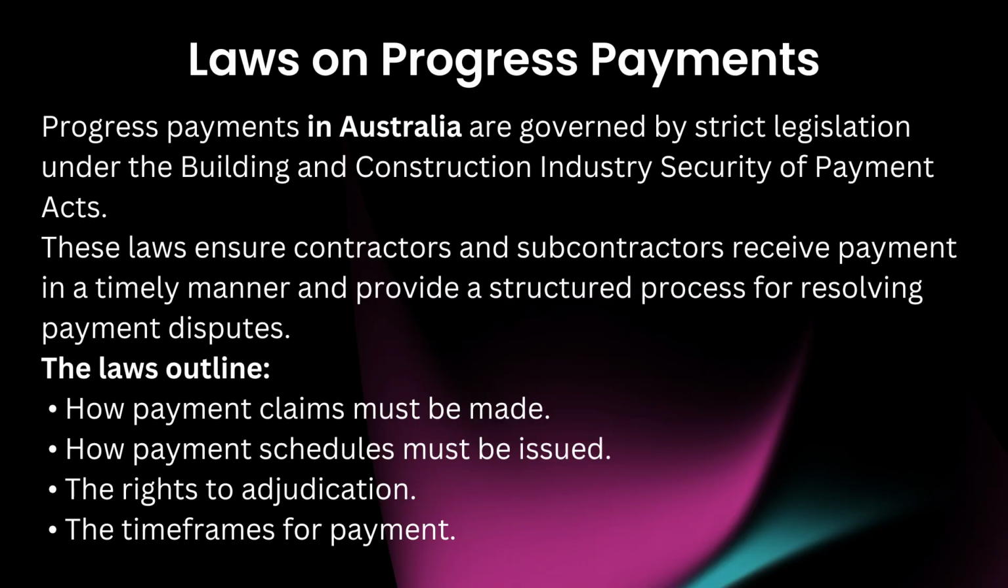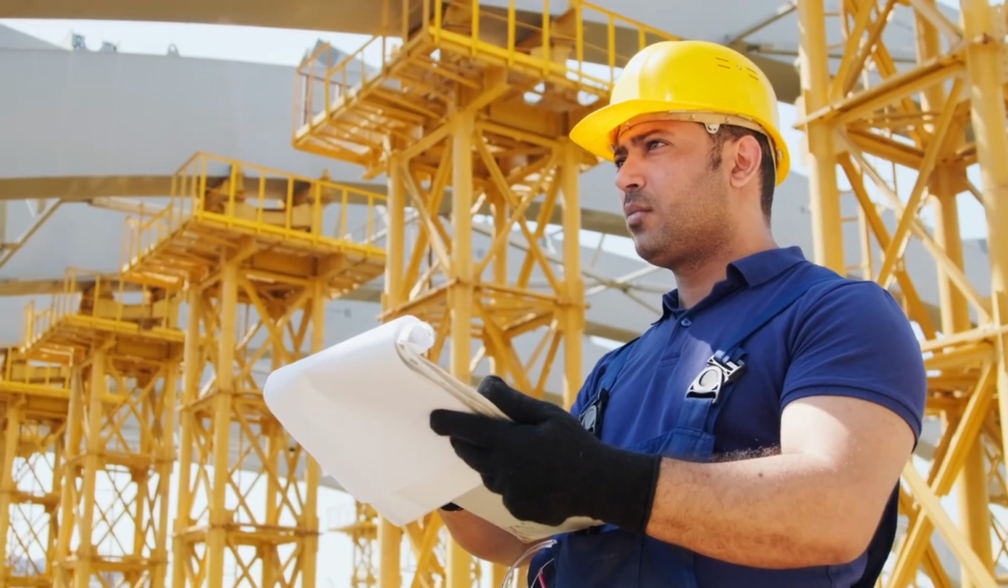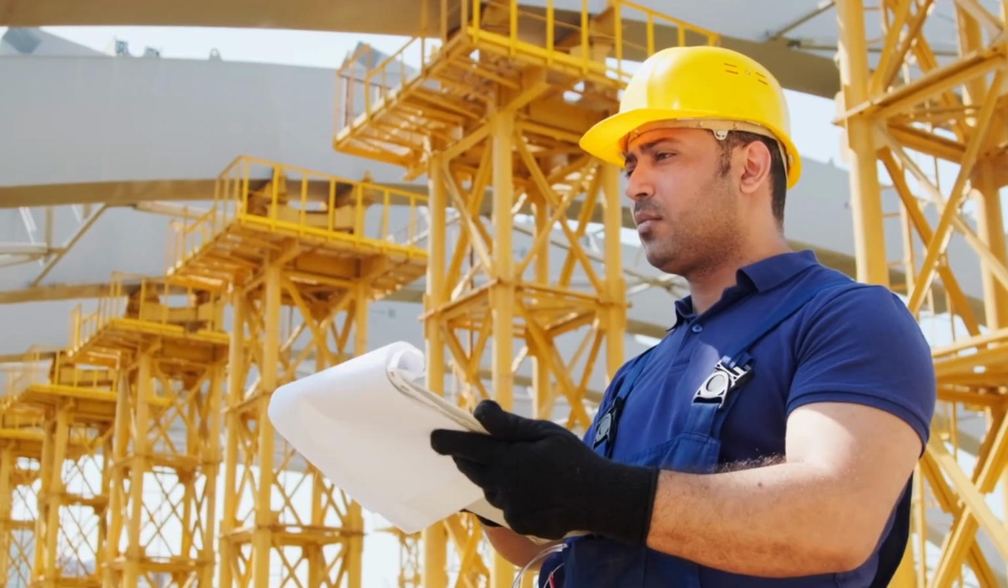Laws on progress payments. Progress payments in Australia are governed by strict legislation under the Building and Construction Industry Security of Payment Acts. These laws ensure contractors and subcontractors receive payment in a timely manner and provide a structured process for resolving payment disputes. The laws outline how payment claims must be made, how payment schedules must be issued, the rights to adjudication, and the timeframes for payment. Understanding these laws is essential for protecting your business.